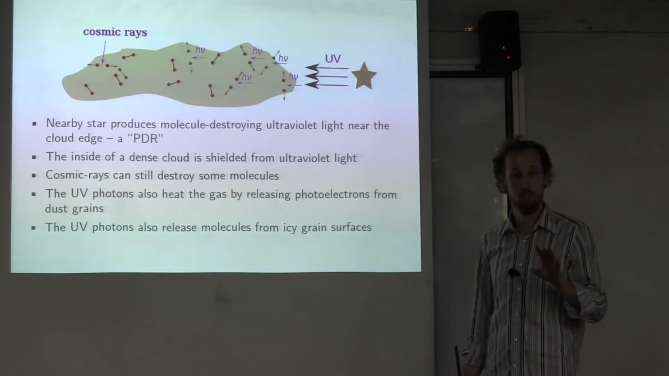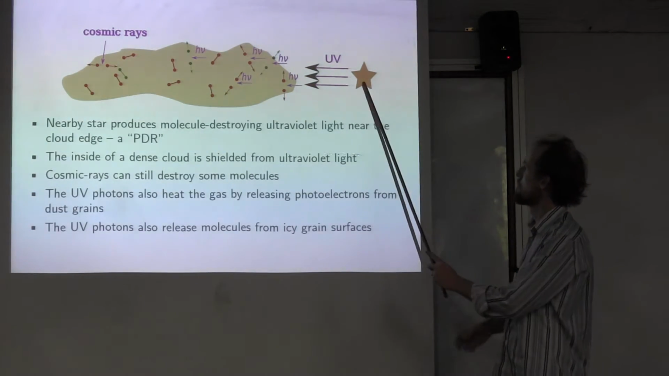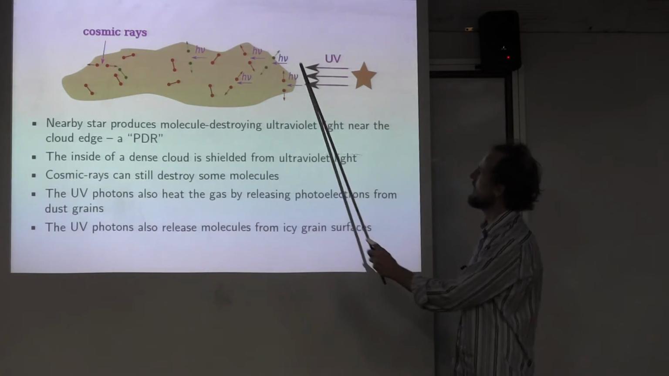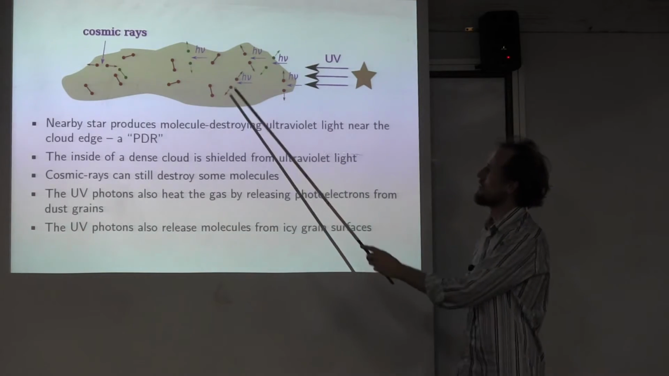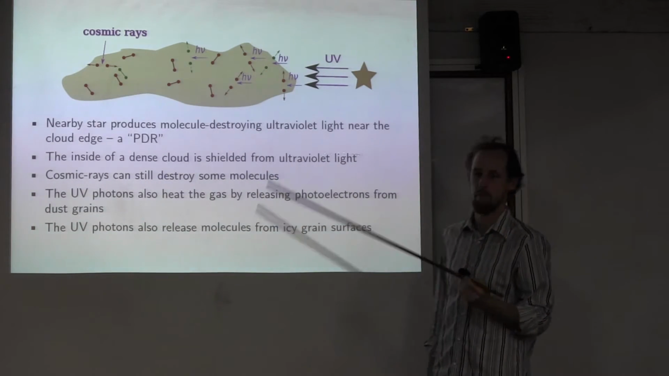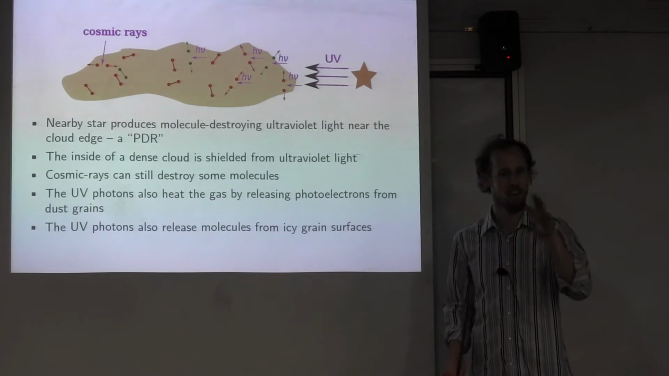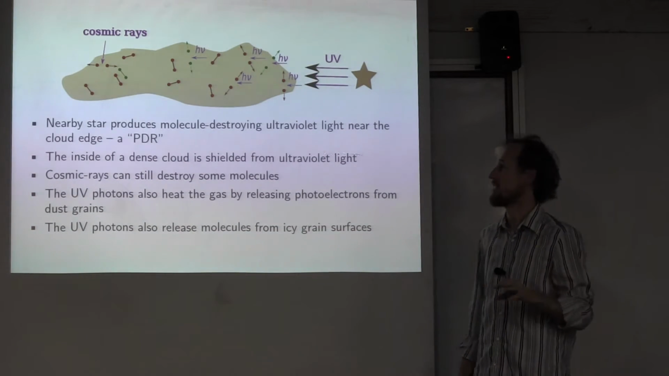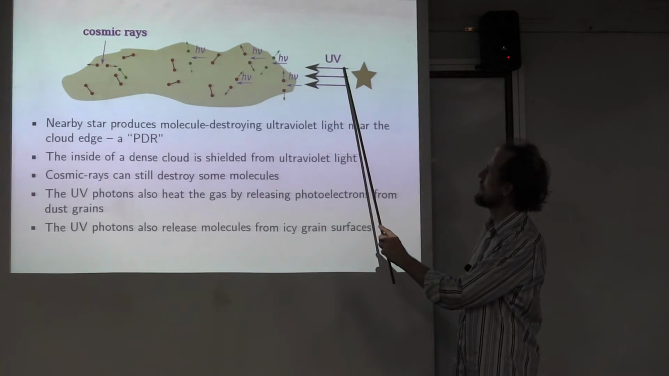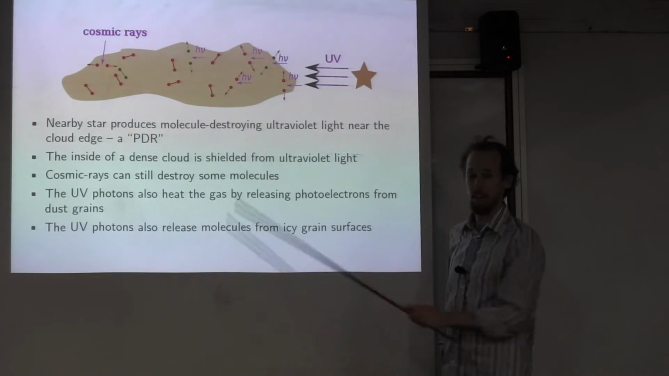And this is the simple model picture of what happens. So we have the really bright star, and this is the cloud. In this edge part, we have a lot of photons, and it has a special name: photodissociation region. That's worth remembering because this is one of the most common kinds of chemical environments wherever you look in the galaxy, or extragalactically. And the main effect of the UV radiation is that it breaks up all the molecules.